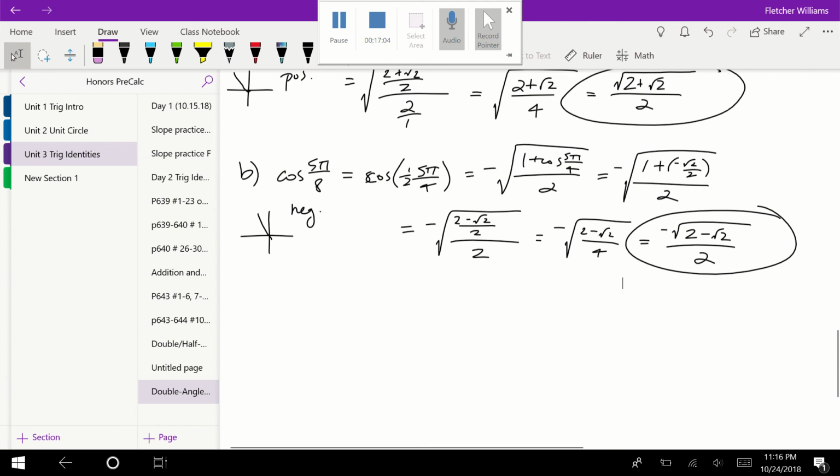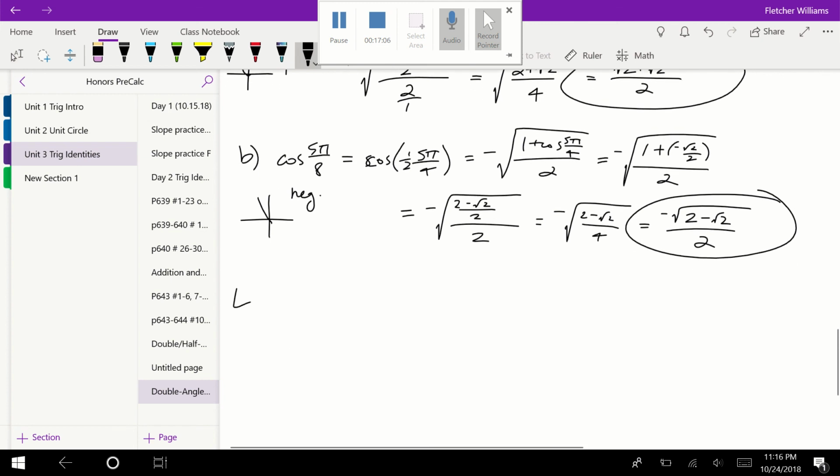Okay. Now we're going to look at an example of doing a proof using these identities. So let's see. Prove this identity, that sine of 2 alpha divided by 1 minus cosine of 2 alpha is equal to cotangent alpha. So hopefully you can tell that the left side is more complicated. Probably a good idea to start with that one.